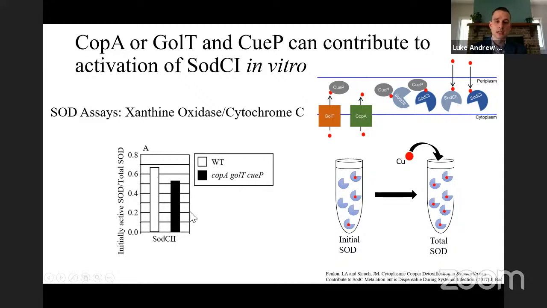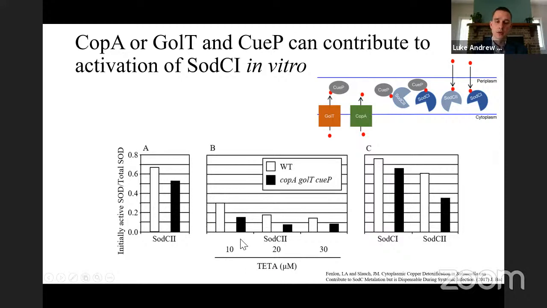And so we wanted to see if we could exacerbate this phenotype by growing these strains in the presence of a copper chelator. And so what I'm showing here is increasing concentrations, 10, 20, and 30 micromolar of a copper chelator. And then again, looking at SOD-C2 activity of wild type compared to the triple mutant. And you can see that as we increase concentration of chelator in the growth medium, we get a decreasing amount of initial SOD activity, but it's similar in both the wild type and the triple mutant background. And if you look and compare individually each of these, we see there's about 50% less activity of SOD-C2 initially in the absence of COP-A, GOL-T, and QP.